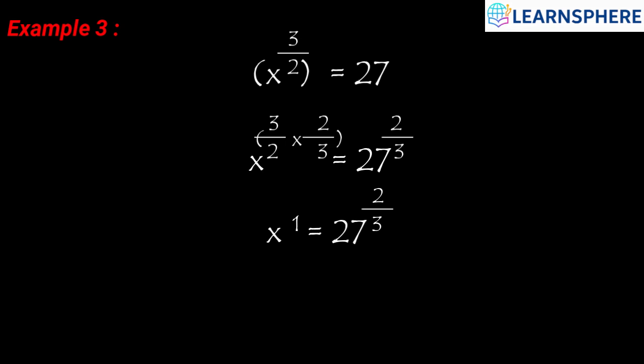Next, on the left-hand side, we'll get x to the power of 1 equals the cube root of 27 raised to the power of 2. The cube root of 27 is 3, and it will be raised to the power of 2. This can further be simplified to be x equals 9 as our answer.